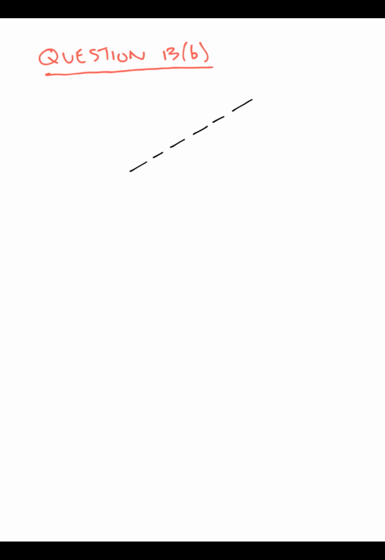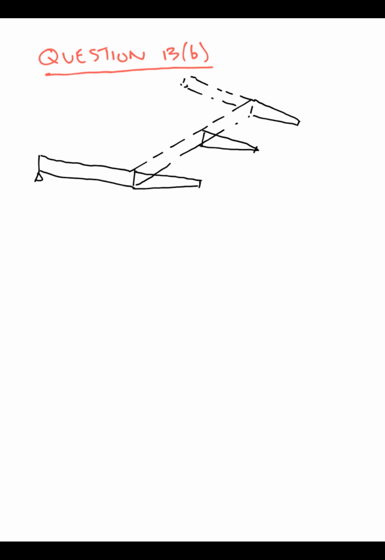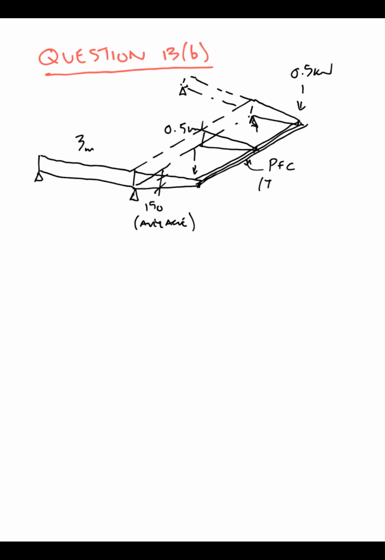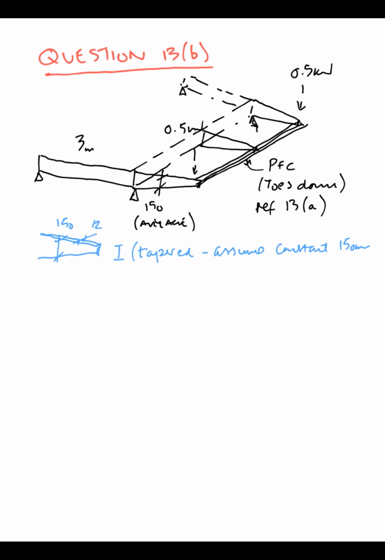Question 13b. Draw this out, and there's the backspans, and the backspans are, if the cantilever is L, backspan is 2L. It's got 150 millimeter deep average section. We've got the PFC toes down, ref 13a, and we take the average values for the cantilever section, assuming 150. bh cubed over 12, which is the I value, gives you 337 centimeters to the 4.